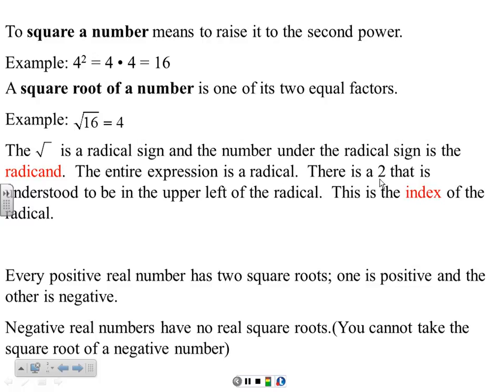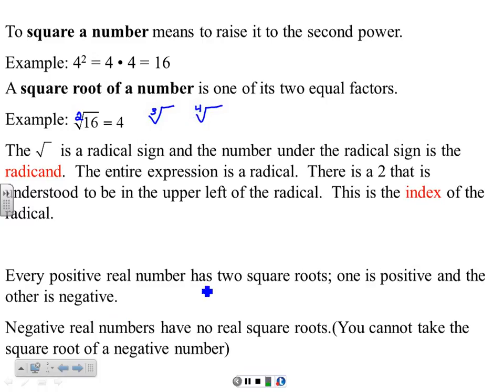There is a 2 that is understood to be in the upper left hand of the radical. So for example, the root here is 2, and we're going to be talking about different roots. These are called the indices, or the index. So the index of a square root is 2. The index of a cube root is 3. The index of a fourth root is 4. So the number here tells you what index, what root we're actually taking.